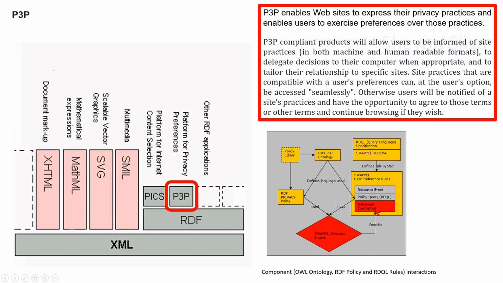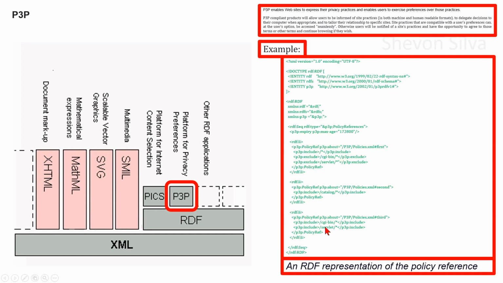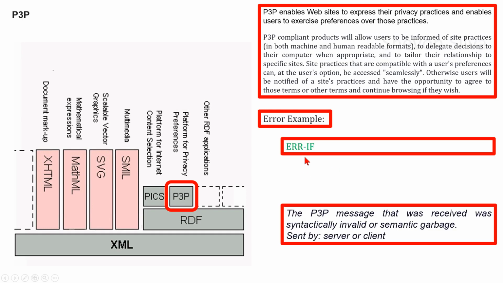We can consider this code segment as an example. It's an RDF representation of the policy reference. As an error example, we can consider ERR, which is used if the P3P message that was received was syntactically invalid or semantic garbage. It can be sent by server or client.